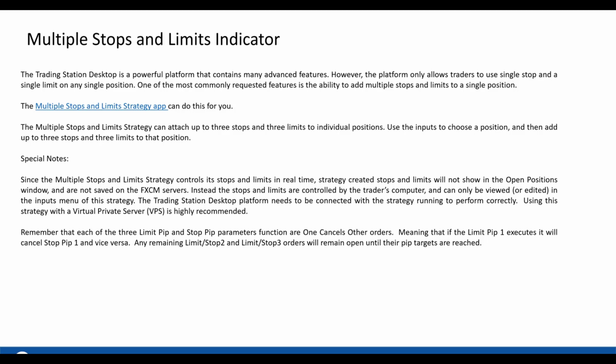Remember that each of the 3 limit pip and stop pip parameters function as one-cancels-other orders, meaning that if limit pip 1 executes, it will cancel stop pip 1 and vice versa. Any remaining limit and stop 2 and limit and stop 3 orders will remain open until their pip targets are reached.